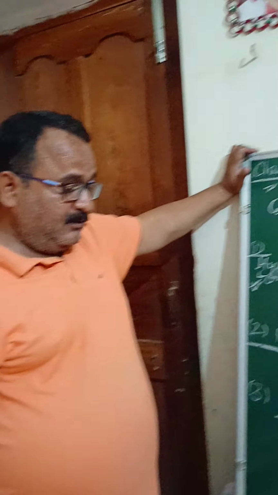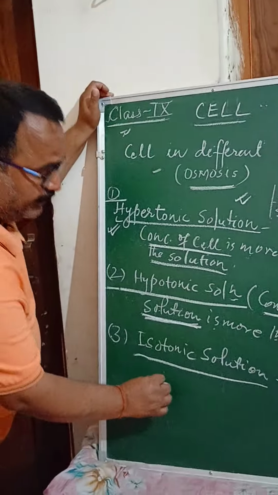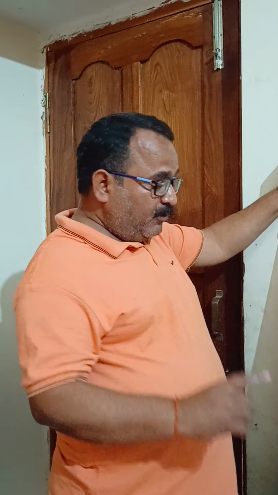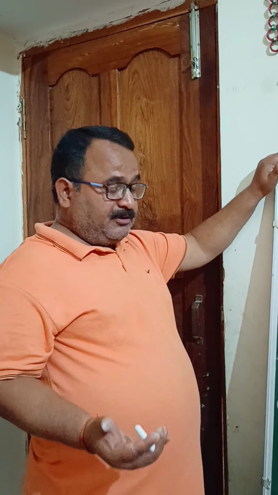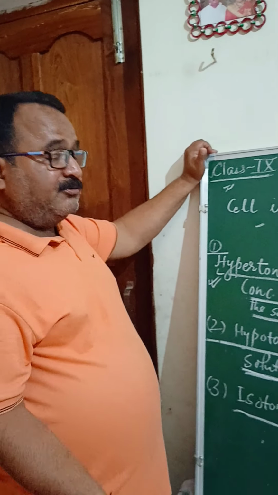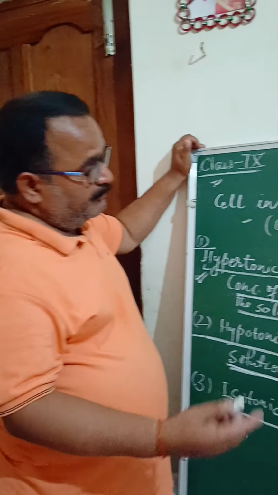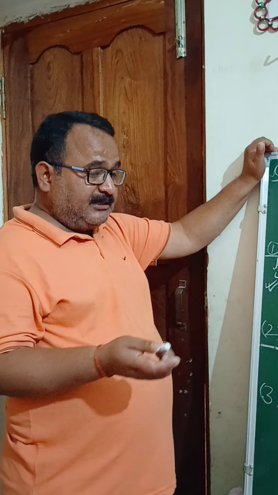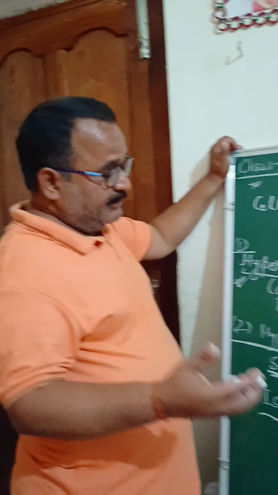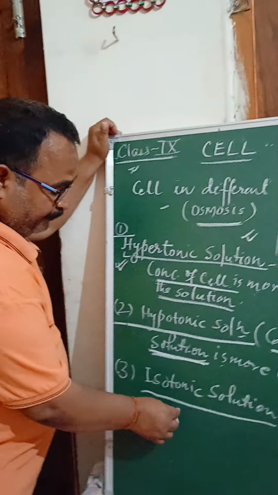Now this is the third one, which is known as isotonic solution, in which the concentration of the solution is the same as the concentration of the cell. And so there is no movement of water from one solution to another, and finally the shape of the resin, or the shape of the cell, is as it was originally.